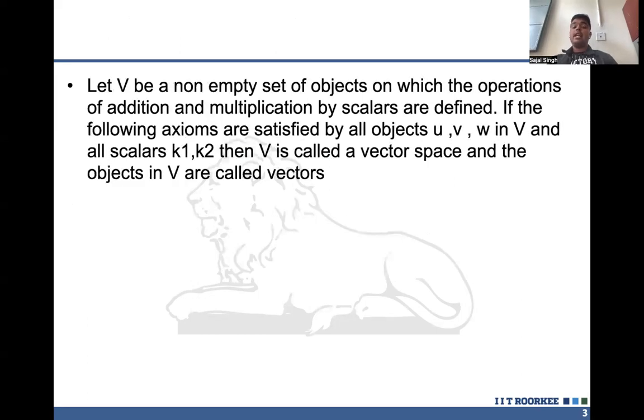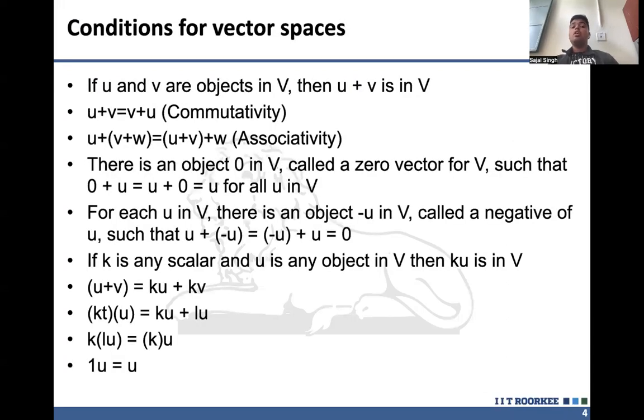For example, let V be a non-empty set of objects on which the operations of addition and multiplication by a scalar are defined. If the following axioms are satisfied by all the objects U, V, and W in V, and all scalars K1 and K2, then V is called a vector space and objects in V are called vectors. So these are the conditions for a vector space.